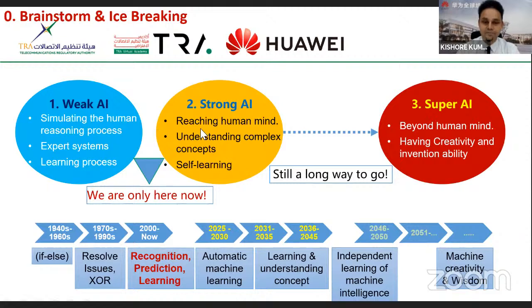Reaching human mind, understanding complex concepts, self-learning, all right? So let's talk about the first one, human mind. Human mind is a highly complex system. It's a biochemical system that we all have in our brain, in our head, right? So far, no machines were able to surpass or even get close to this system that we have since our birth. But that is something we hope to occur through our AI development.